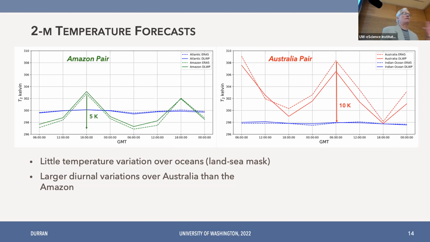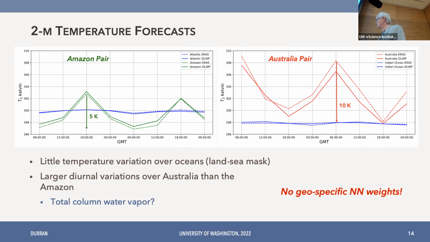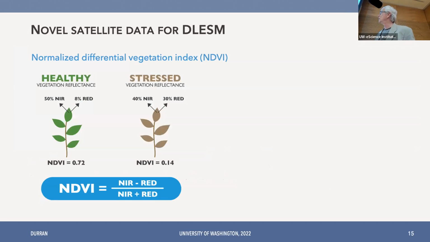And remember, the set of filter coefficients we trained has no geospecific data, right? So there are no geospecific neural network weights in our training. We're using the same set of filters everywhere, all around those equatorial faces. But it probably understands from total column water vapor that the diurnal temperature range should be smaller over the Amazon. So it's really pretty amazing that it's managed to do this much with so little as inputs.